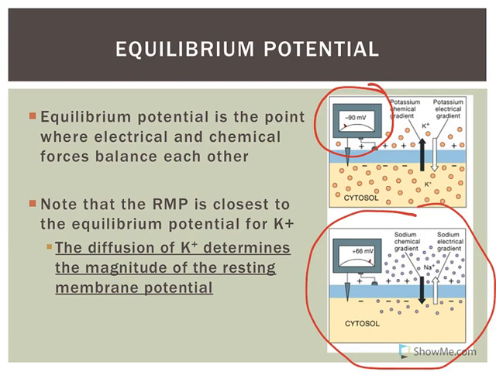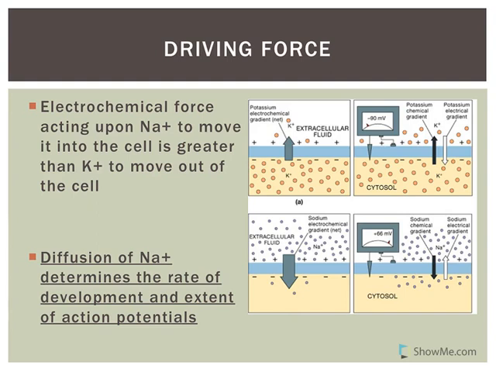Now, if you notice at the bottom, they did the same thing for sodium. In a laboratory setting, they allowed this membrane to be freely permeable to sodium. At the point where the chemical and the electrical gradients for sodium balance each other, they noticed the membrane potential was about plus 66 millivolts. Now notice that's about 130 millivolts away from resting membrane potential. So the key takeaway is that the diffusion of sodium is going to play a very important role in determining the rate of development and the extent of action potentials.